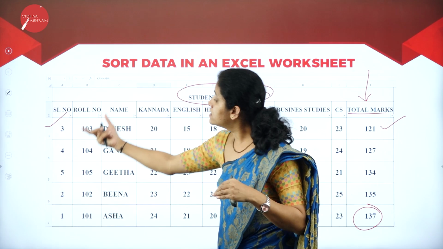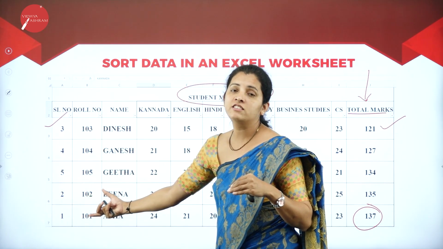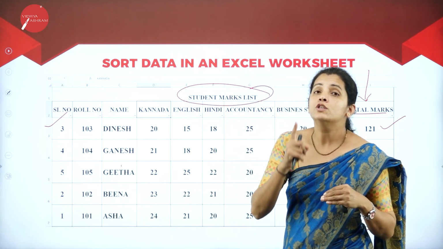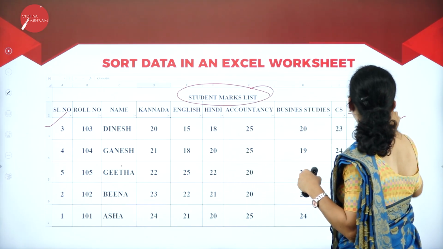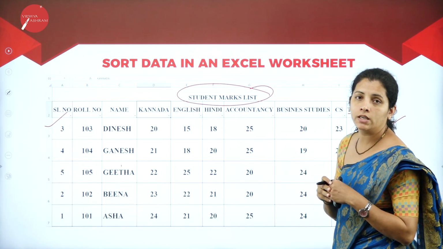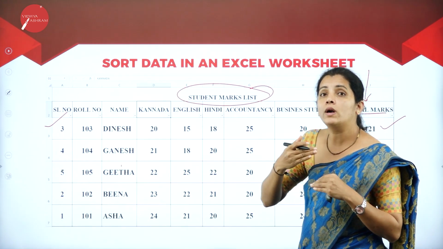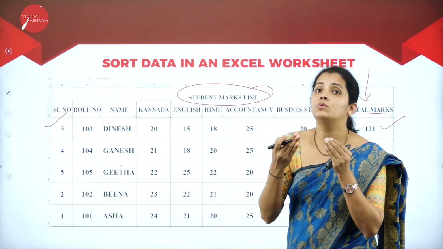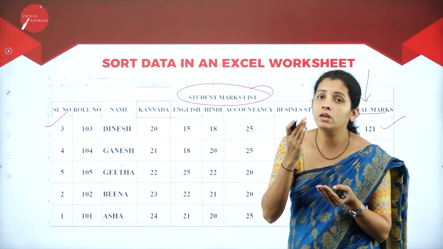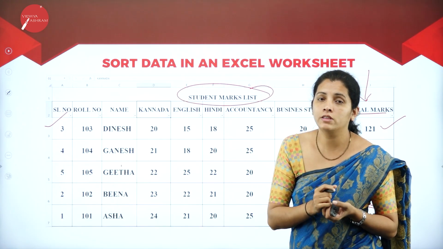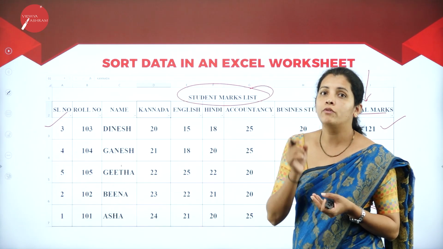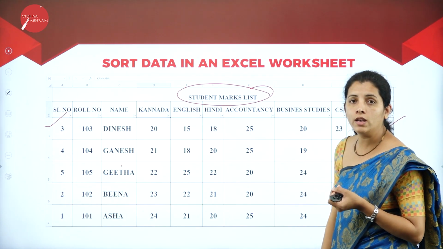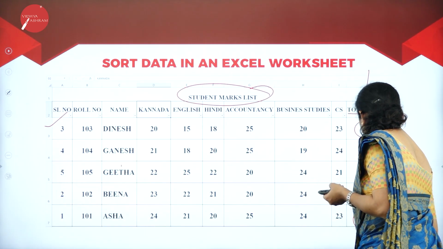Now I can cross verify that, see the serial number. Here all the serial numbers are mixed with each other because I applied the sorting condition for the field total marks. And what is my sorting criteria here? That is, I want to display the total marks in ascending order. For that reason, at the beginning, I'm going to get the smaller number, and at the end, the larger number.